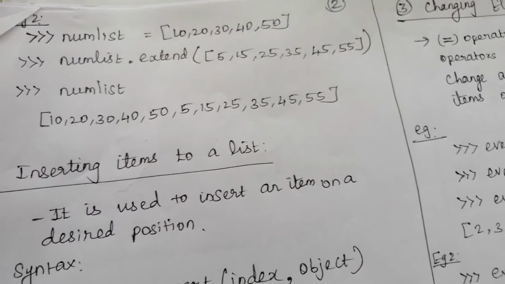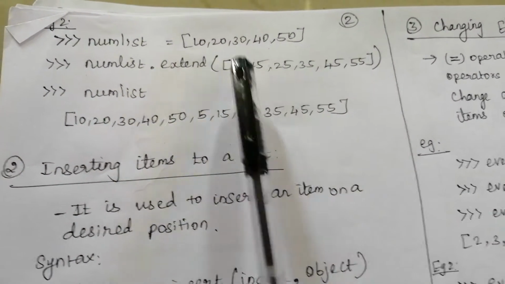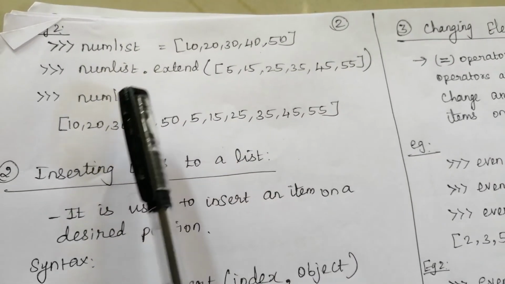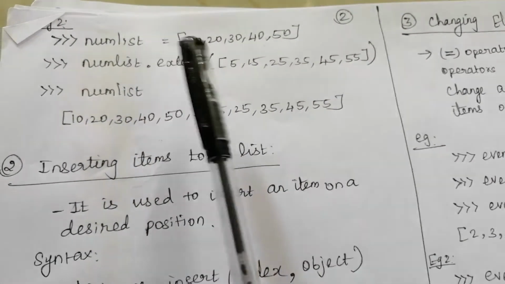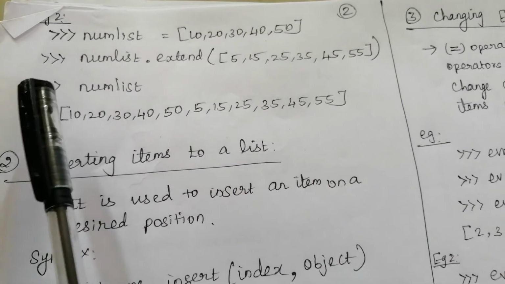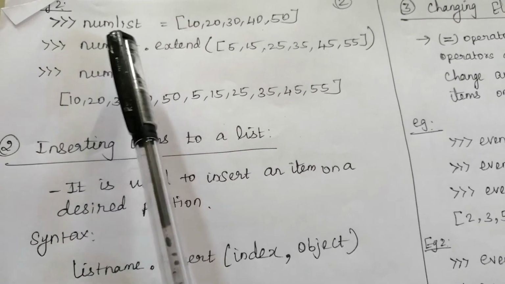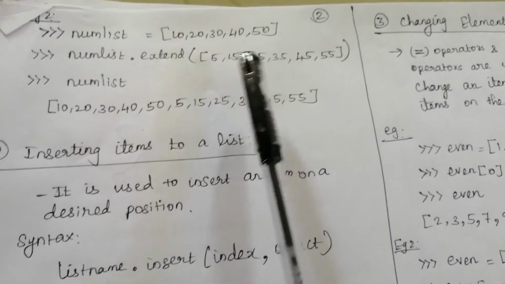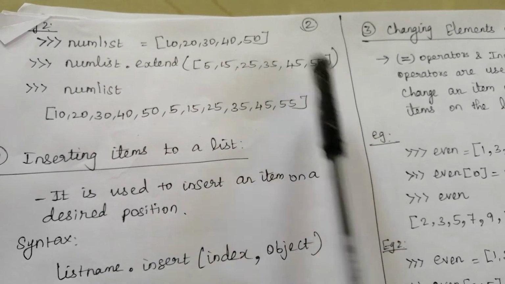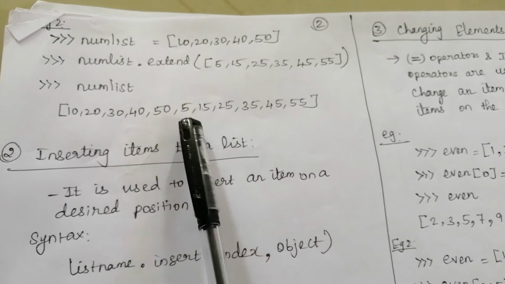Next we are going to discuss the extend method. It accepts a sequence, a range of elements. It may be two or more items. Once you have given it like this, the Python interpreter executes this statement. Next it returns to the command prompt. Now if you want to display the output, you can use numList. It displays the output. At the end of the list, 5, 15, 25, 35, 45, 55, this range of elements has been added to the end of the list.